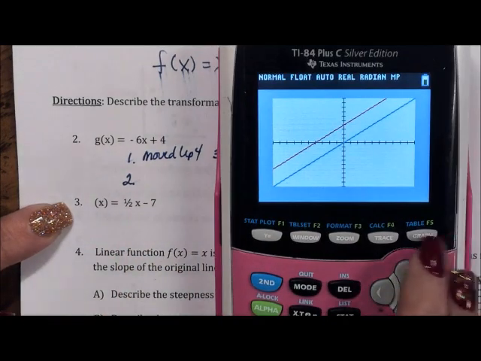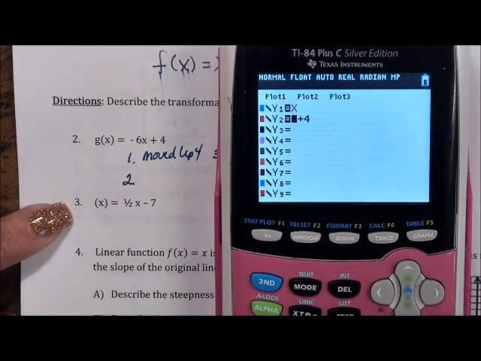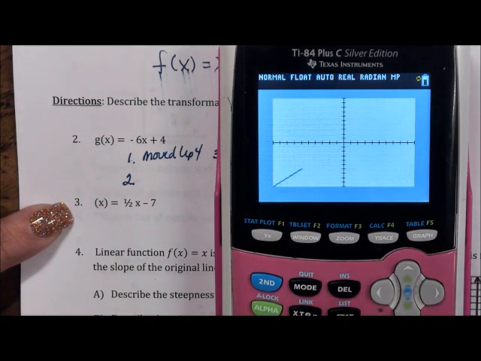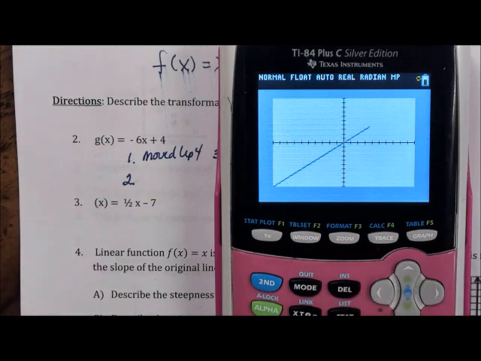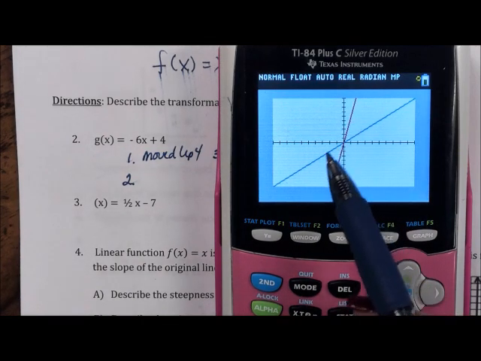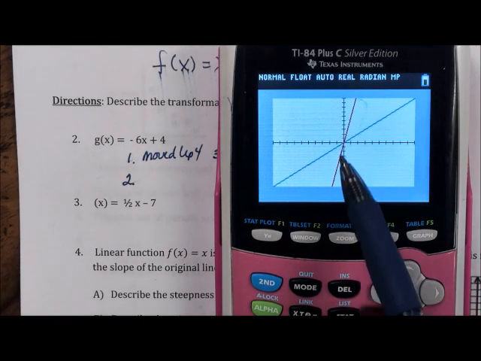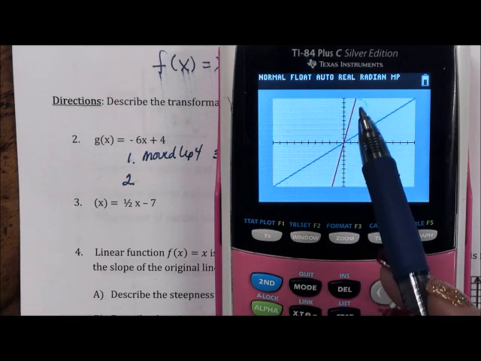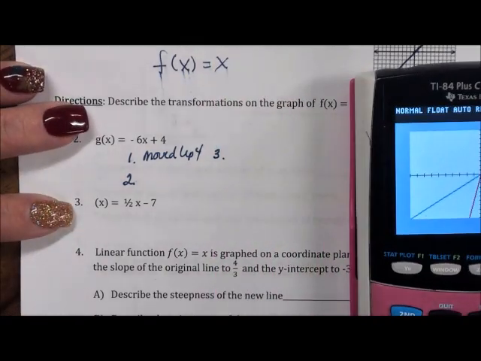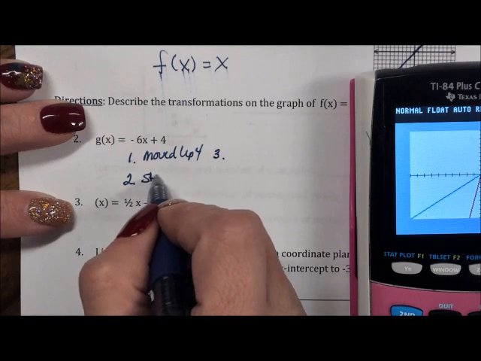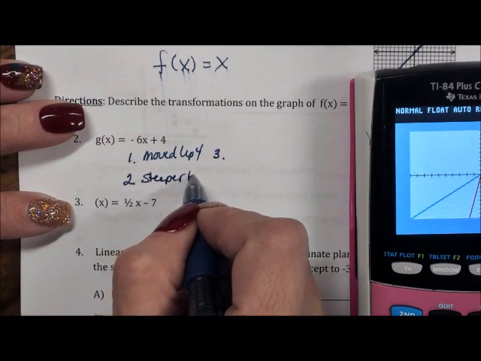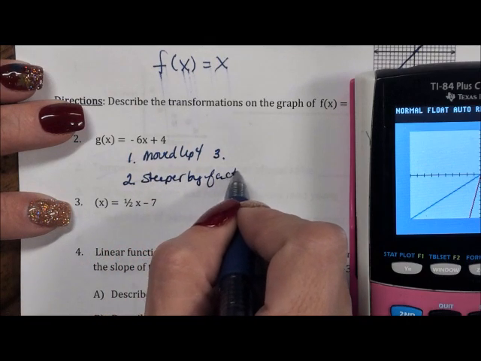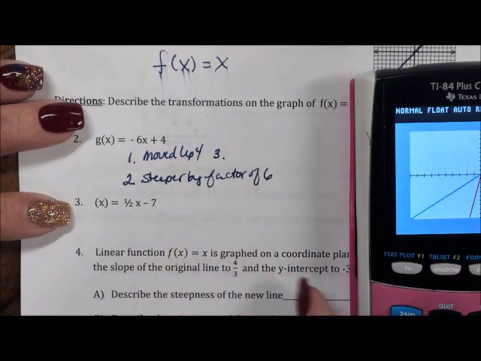Then I could say, okay, well, what if I go back to y equals, and what if I change it and I just put 6x? What does that do? Don't do the negative, don't do the 4, just do the 6. Take it one transformation at a time. Okay, so the 6, if this was a ski slope, this would be a super steep ski slope. I would be terrified on that. So it got steeper by a factor of 6. So I would say steeper by a factor of 6.